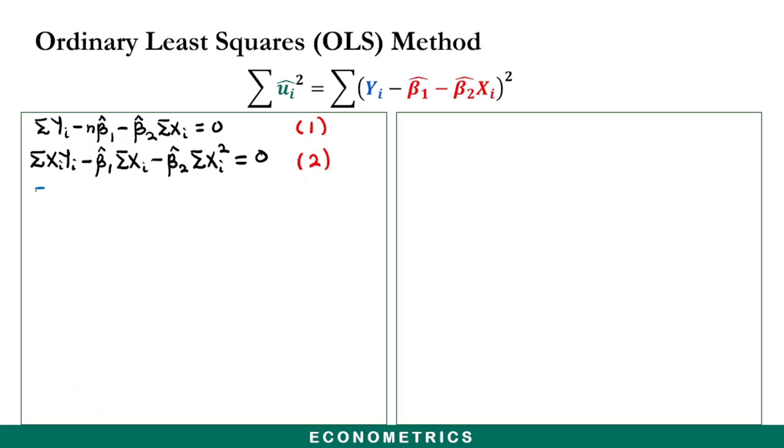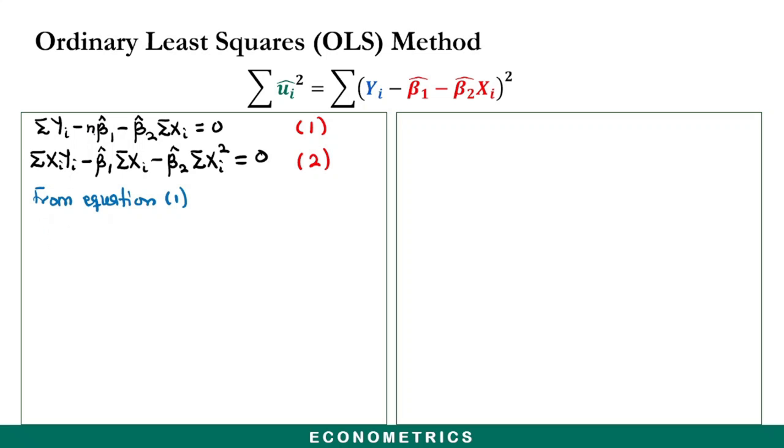So from the first equation, let's write here: from equation 1, we are interested in finding beta 1 hat, because in equation 1 we got it from differentiating the sum of squared residuals with respect to beta 1 hat. So we need to find beta 1 hat from here.